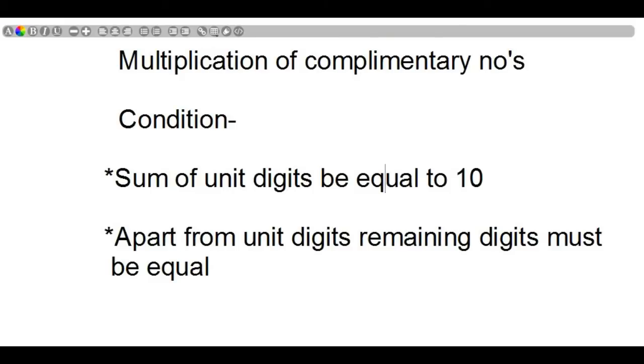What is meant by complementary numbers? Complementary numbers are those where the sum of the units places is equal to 10 and the remaining part of the numbers are equal. So any two numbers where the units places add up to 10 and the tens place, or the remaining part of the number, is equal are referred to as complementary numbers.